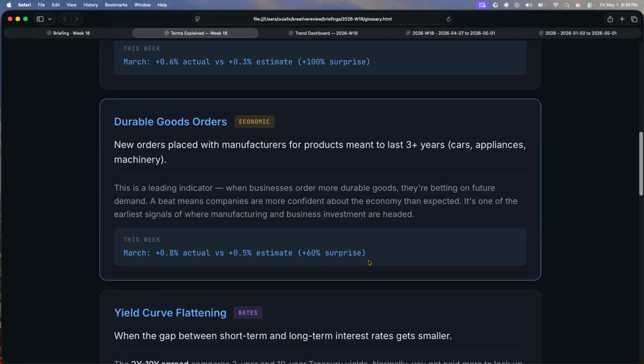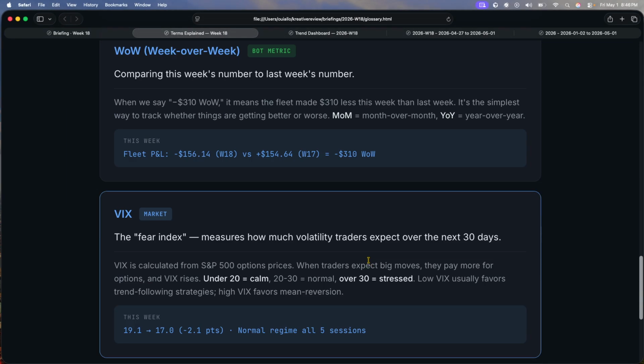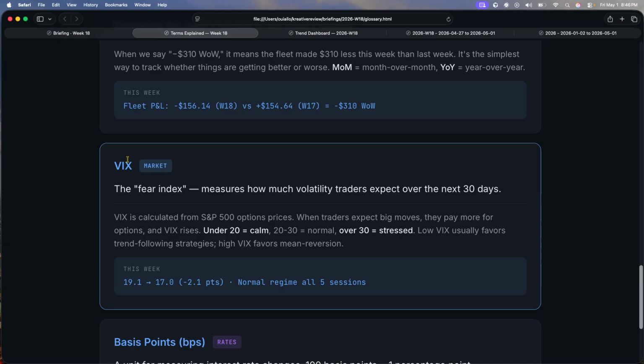So let's just jump into our terms, and I know we have VIX, right? So VIX is that volatility index. This is going to be our fear index. This measures how much volatility traders expect within the next 30 days. VIX is calculated using the S&P 500 prices, or SPY option prices. When traders expect a big move, they pay more for options and VIX rises, right?